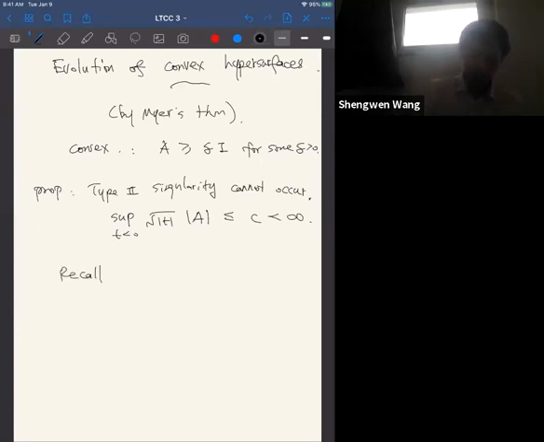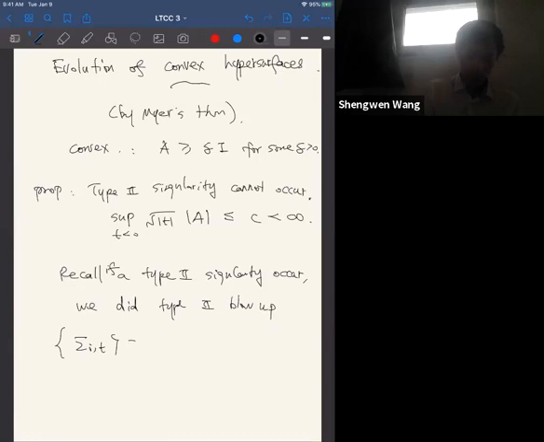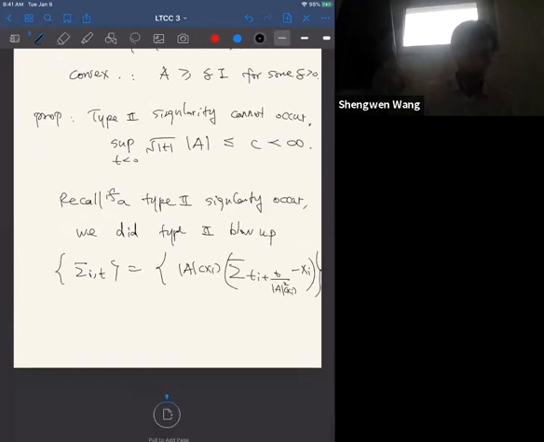in the first half of the lecture, if a type 2 singularity, so we did a type 2 blow up by centering at different points. You blow up at the maximum curvature point. And the rescaling factor is equal to the curvature at that point. The sequence of rescaled flow.